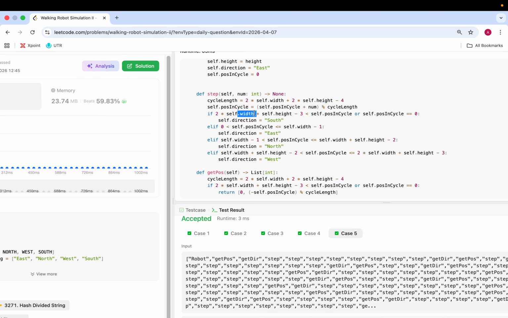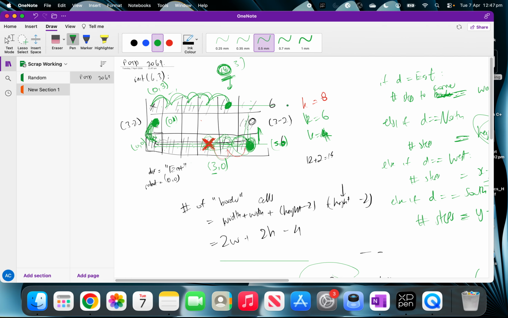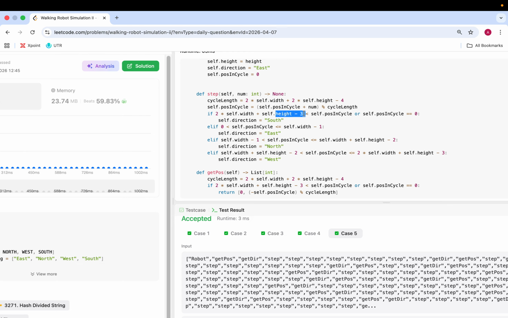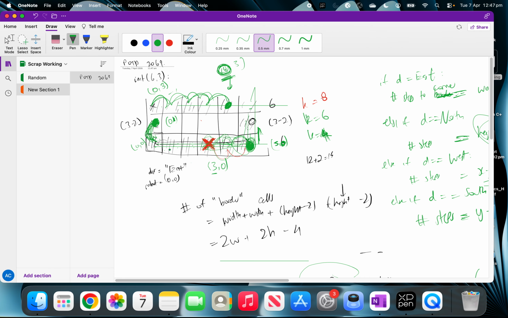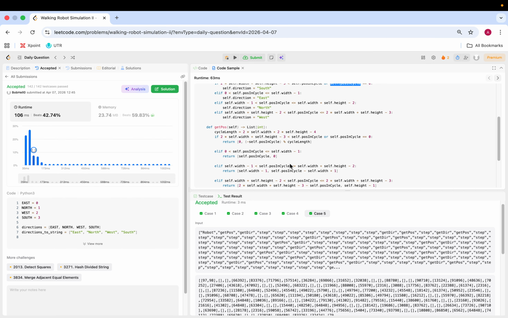2 times self width plus self height minus 3. It's a bit random. Where did that come from? 2 lots of self width plus self height is less than the self position, or self position in cycle is 0. So if you're back at here or something, I don't know.